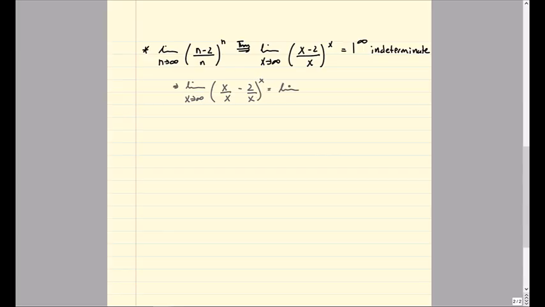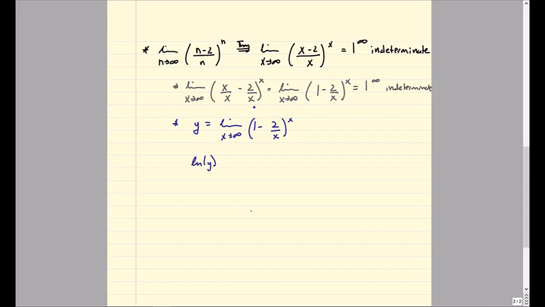And what I'd have here then is the limit as x approaches infinity of (x over x is 1) minus 2 over x, to the x. And still, I get 1 to the infinity, and that's indeterminate. And indeterminate means to do more work. So the more work that I'm going to do is I'm going to set the solution equal to y. So I have y equals the limit as x approaches infinity of (1 minus 2 over x) to the x. Now I'm going to take the natural log of both sides, and the reason we do that is we want to bring this exponent out front, so then I can use the properties of logs to do that.